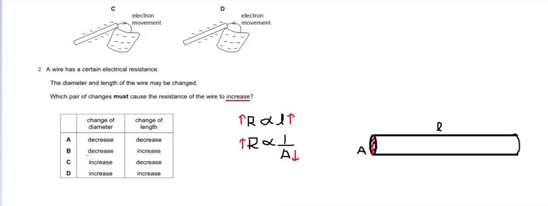So option number B, you can see this is the change of the diameter, that is a decrease, and the change of the length, that is an increase.